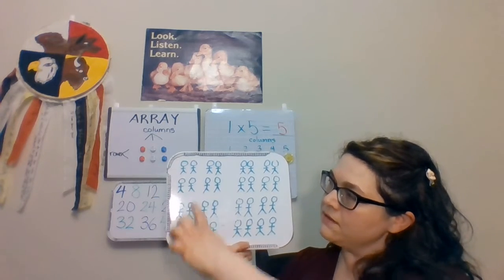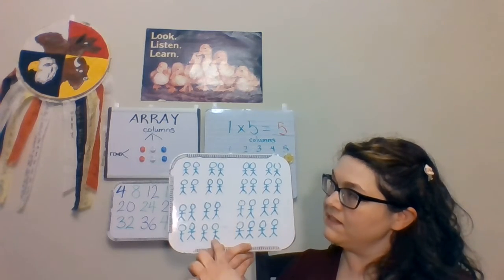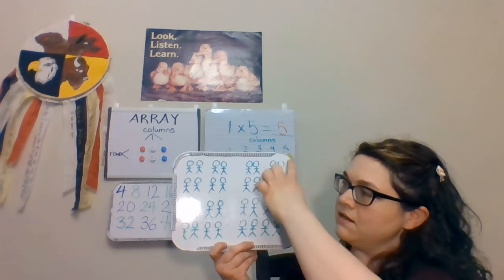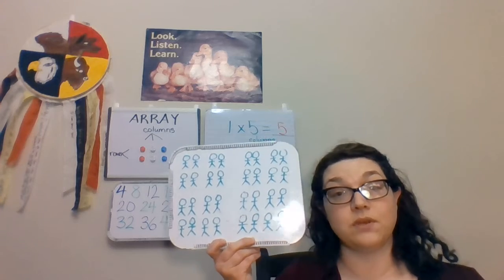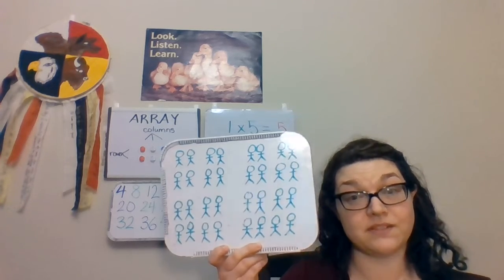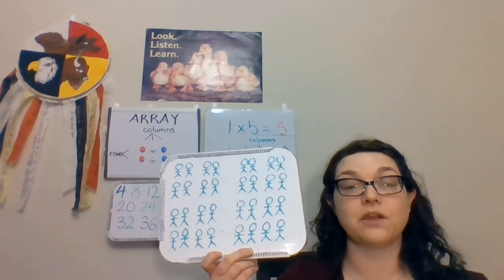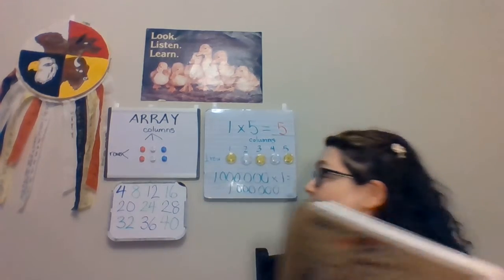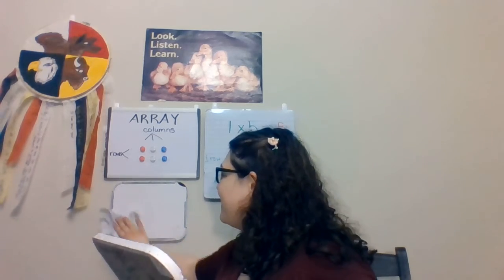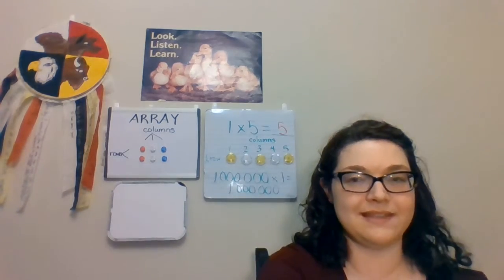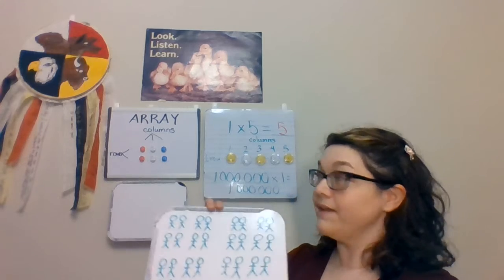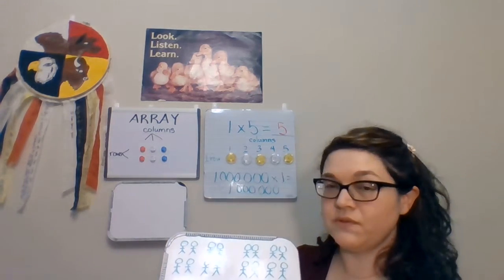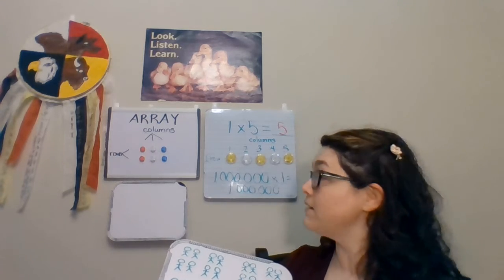4, 8, 12, 16, 20, 24, 28, 32. So then you would know that there are 32 stick figures on this board. Now you can also do this with multiplication. And I'm just going to quickly erase the 4s here to write the question so you can see it. So as you remember, we want to write how many rows and how many columns, correct?